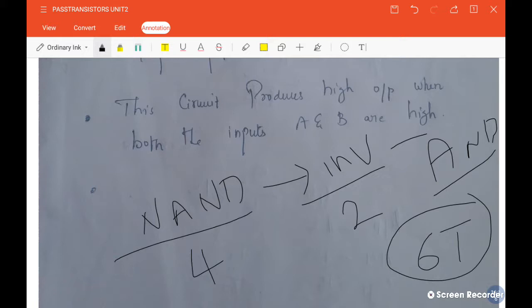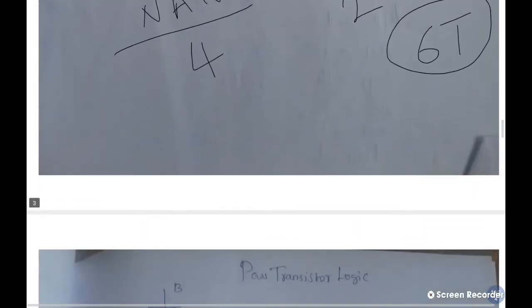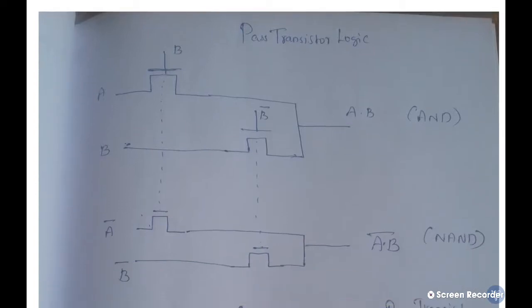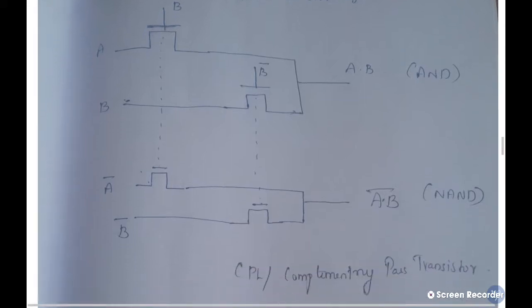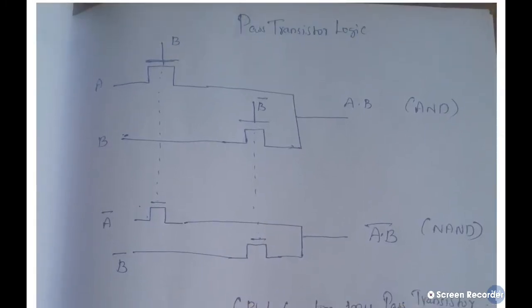Same thing we have implemented with 4 transistors using pass transistors. So that is one more advantage of pass transistors. And next, using pass transistor logic, can we build complementary functions? Is it possible to make complementary functions? Yes, it is possible. Using pass transistor logic, we can make complementary pass transistor logic, which is called CPL, complementary pass transistor logic.